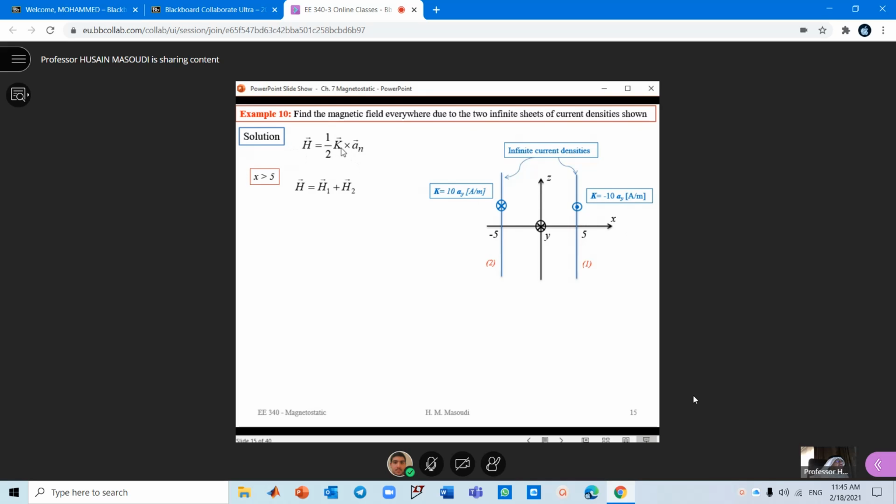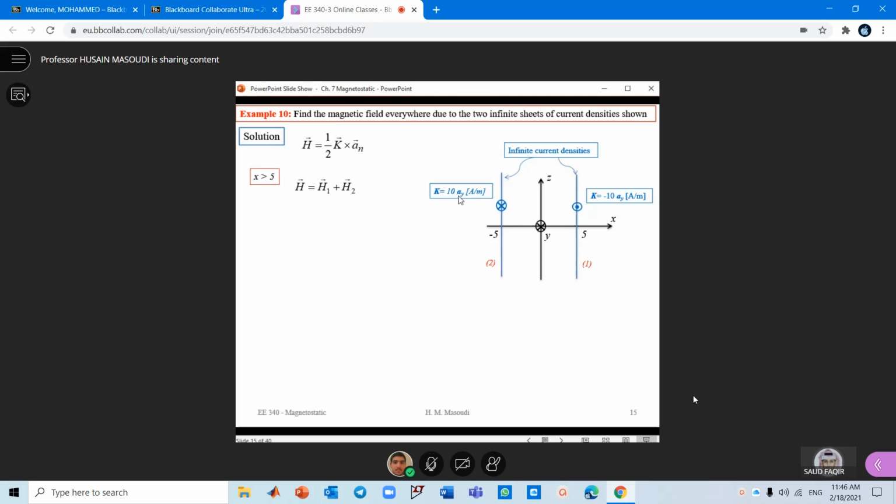So AX cross, we have AY. This is minus AY. Minus AY cross with AX will give us what? Minus AZ. There is a minus sign. Yes, minus AY cross with AX is minus AZ, and with the minus sign, it's going to be AZ.